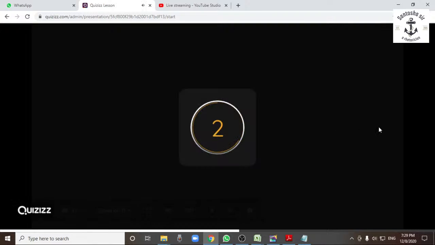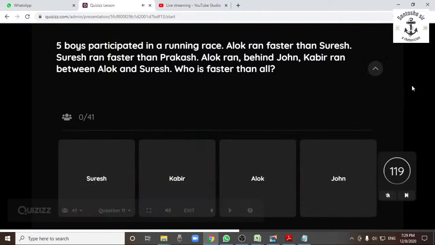So let's see who is going to beat Annapurna in this question. Five boys participated in a running race. Alok ran faster than Suresh. Suresh ran faster than Prakash. Alok ran behind Kabir. Kabir ran between Alok and Suresh. Who is faster than all? Quite confusing.